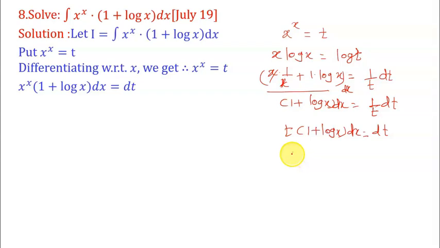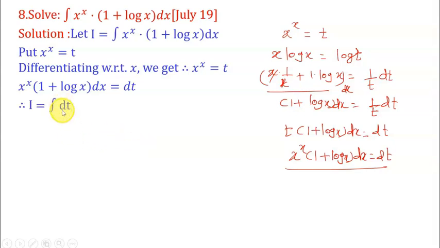Resubstitute the value of t, that is x raised to x into (1 plus log of x) dx equals dt. This is the value of x raised to x into (1 plus log of x), and that is dt. Therefore, the integral is only the integral of dt, that is 1 dt, and the integral of 1 dt is t plus c. Resubstitute the value of t, which is x raised to x plus c, and hence this is the answer.